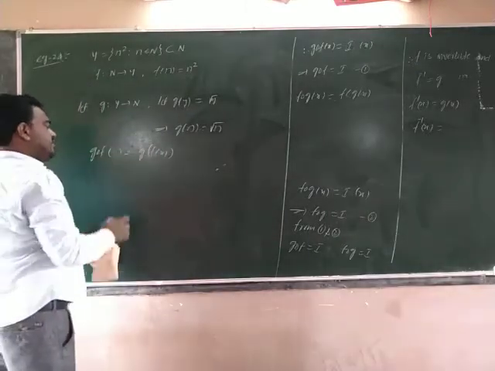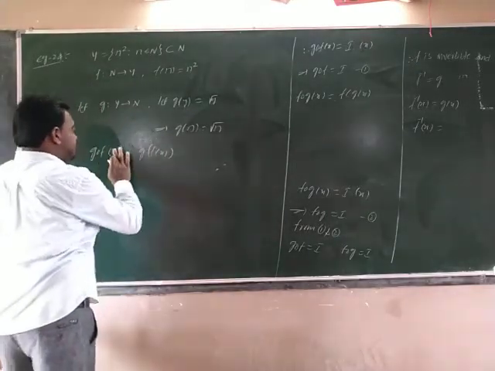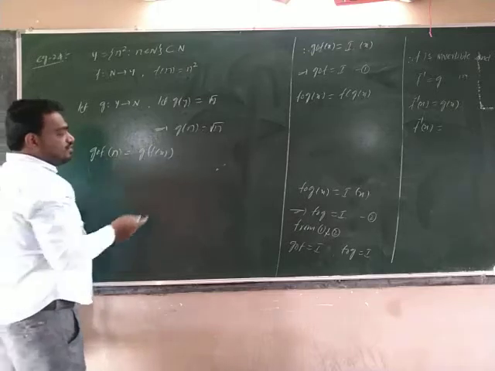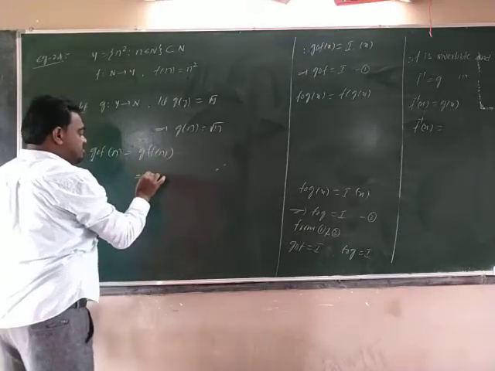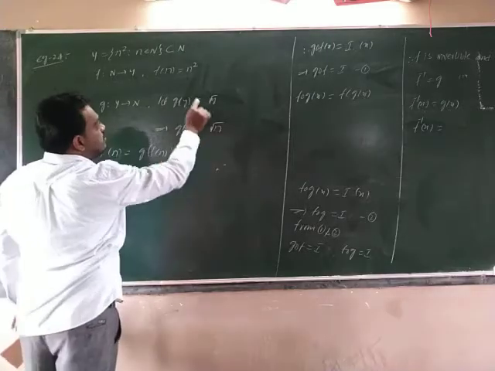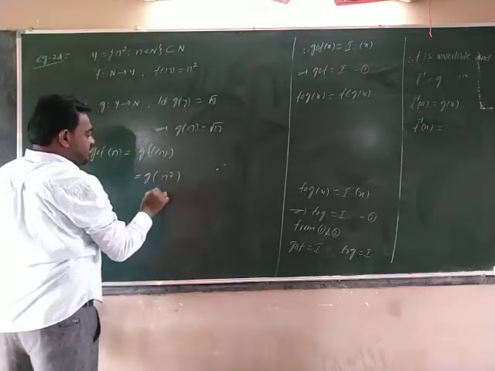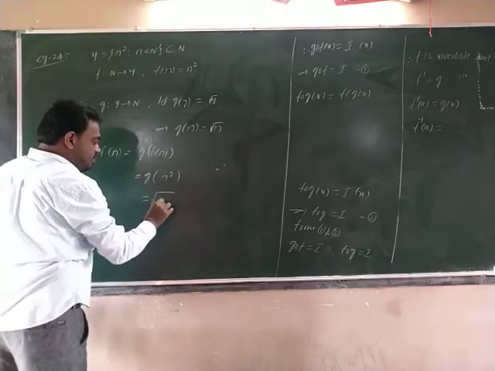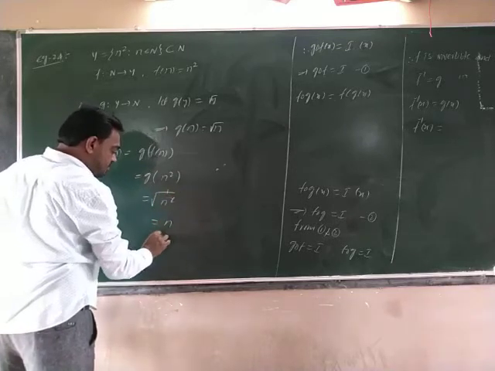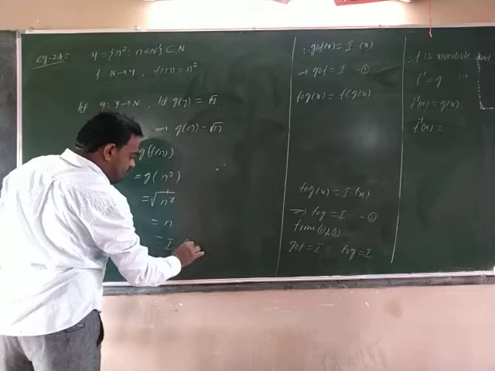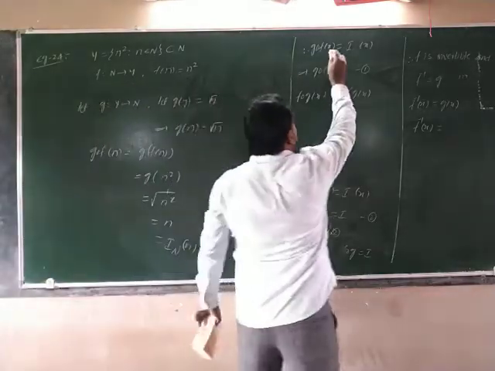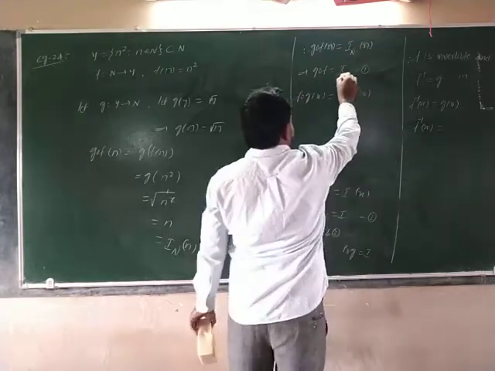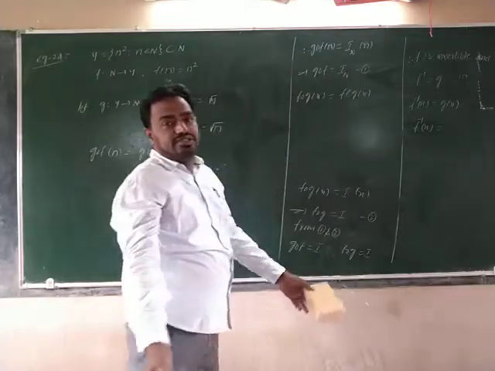Just here I am finding g circle f of n, because here they gave n square, so we can write here n. So g of f of n is equal to what? G of n square. G of n is root n, so g of n square is square root of n square. Square root gets cancelled, n is equal to I_N of n. Therefore, g circle f of n is equal to I_N of n. So g circle f is equal to I_N. That is the equation number 1.